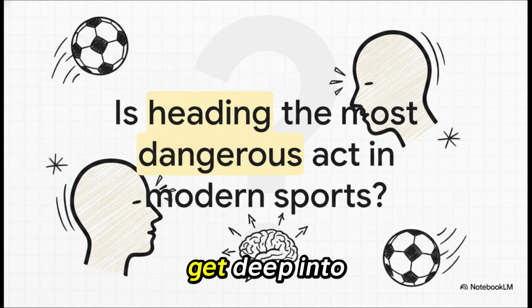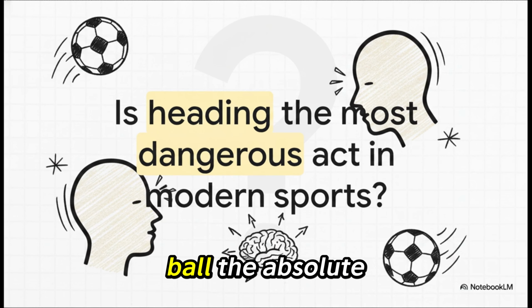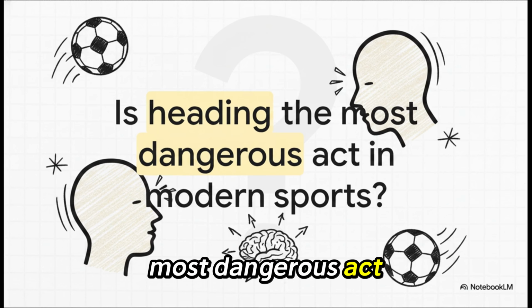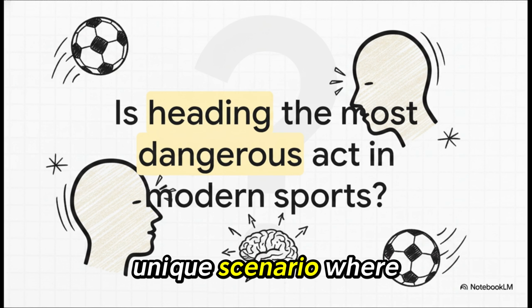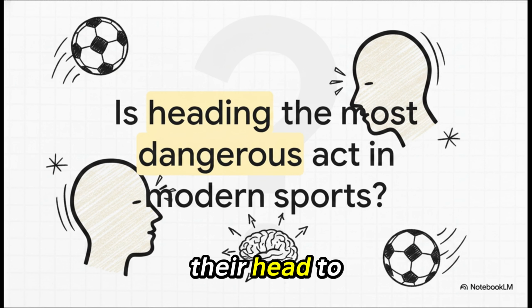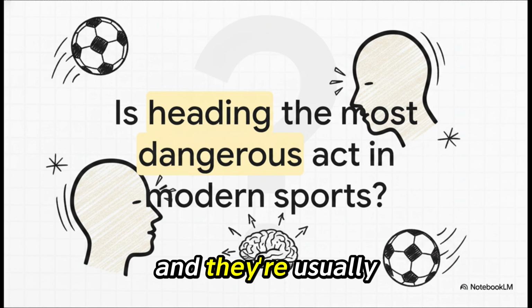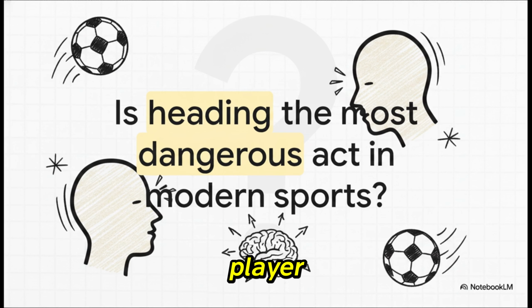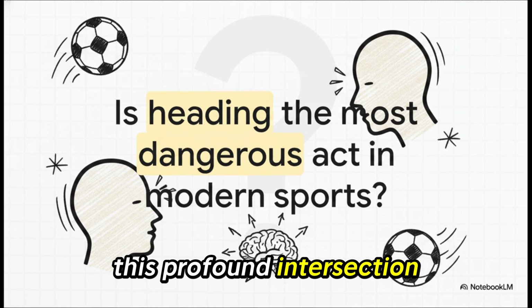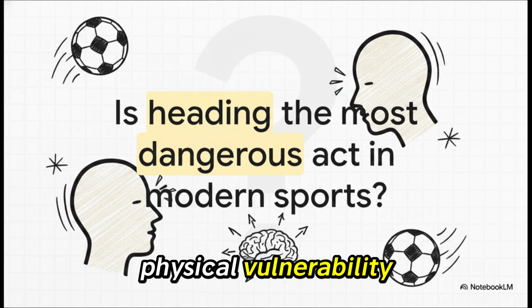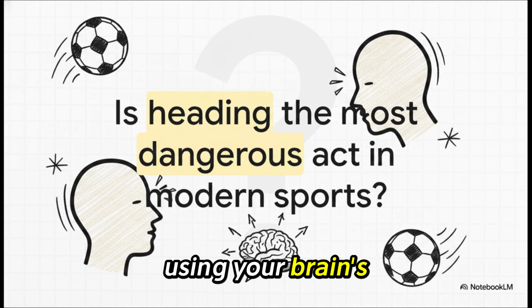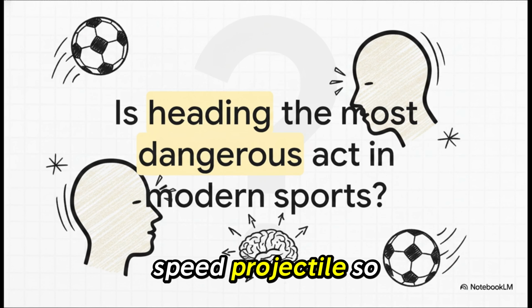But before we get deep into the physics of it all, consider this for a second. Is heading the ball the absolute most dangerous act in modern sports? I mean, think about it. It's this entirely unique scenario where an athlete purposefully uses their head to strike a moving object, and they're usually doing it while colliding with another player in midair. It's this profound intersection of immense athletic power and just stark physical vulnerability. You are literally using your brain's casing to bat away a high-speed projectile.